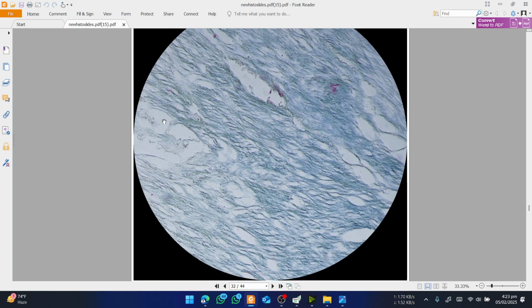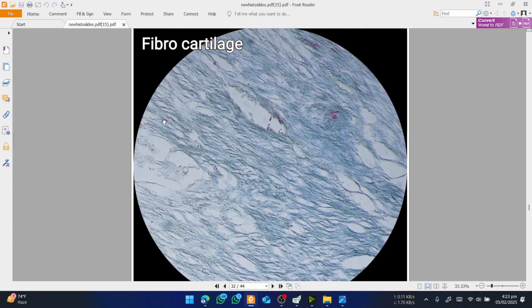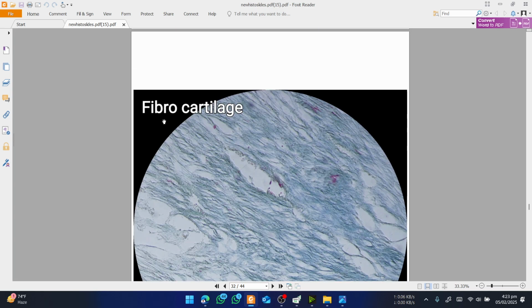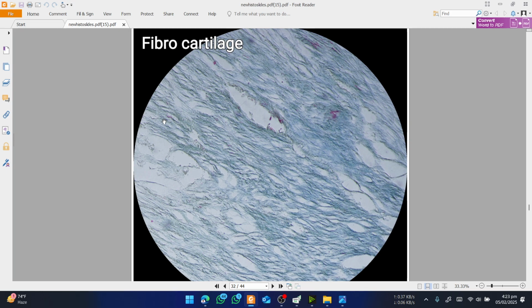This is a not very well preserved picture of fibrocartilage, where cells have been destroyed but fibers have been preserved. It is much like dense regular connective tissue, but there are cells between them. So actually there were supposed to be cells in these spaces, but they have been destroyed due to some issue in tissue processing. But here you will see the fibrocartilage.